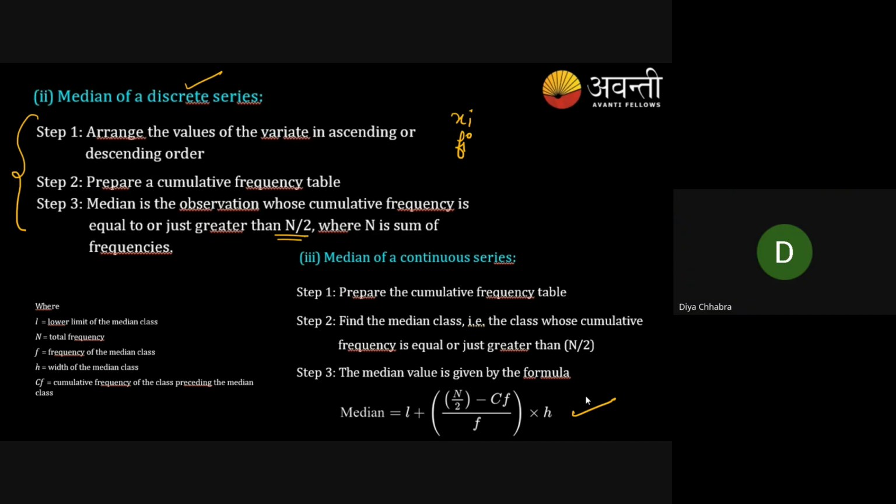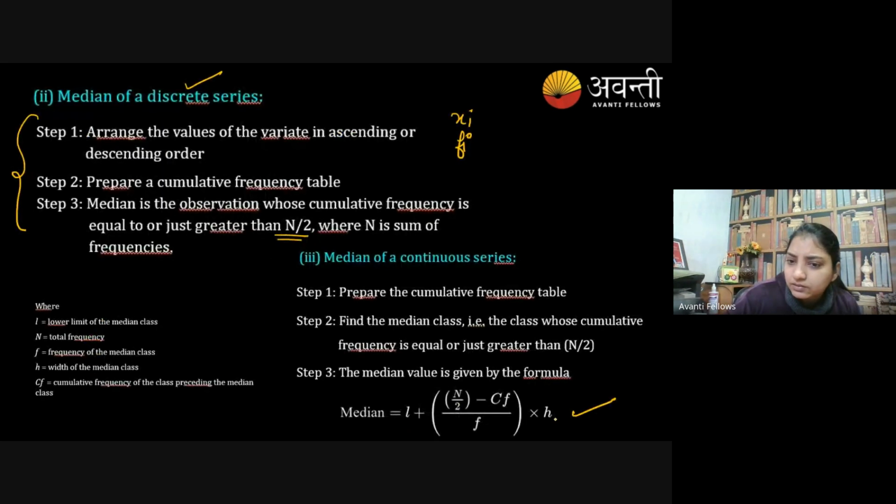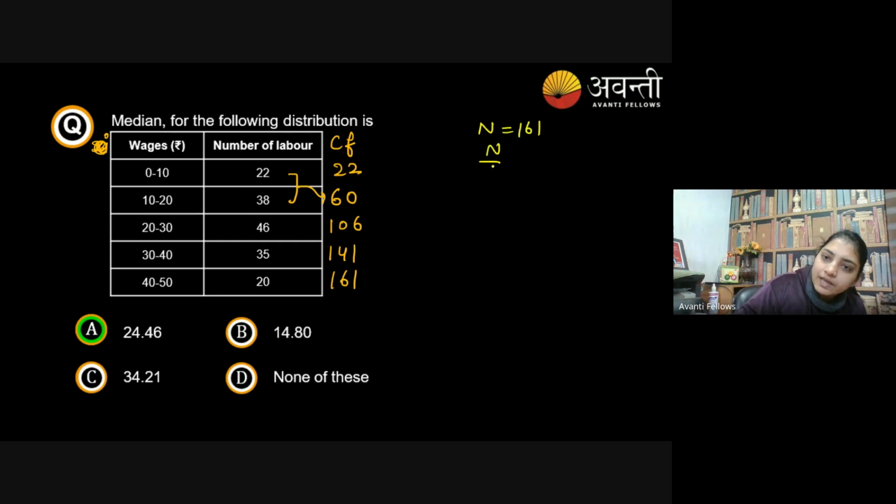So see, for this question, do I need to find xi? No, actually, no need to find. I just need to find the cumulative frequency, because for the formula I don't need any xi. So 22 plus 38 will be 60. 60 plus 46 is 106. Then 141. Then 161. Agree? So capital N is 161. So capital N by 2 is 161 by 2. That means 80.5, right?